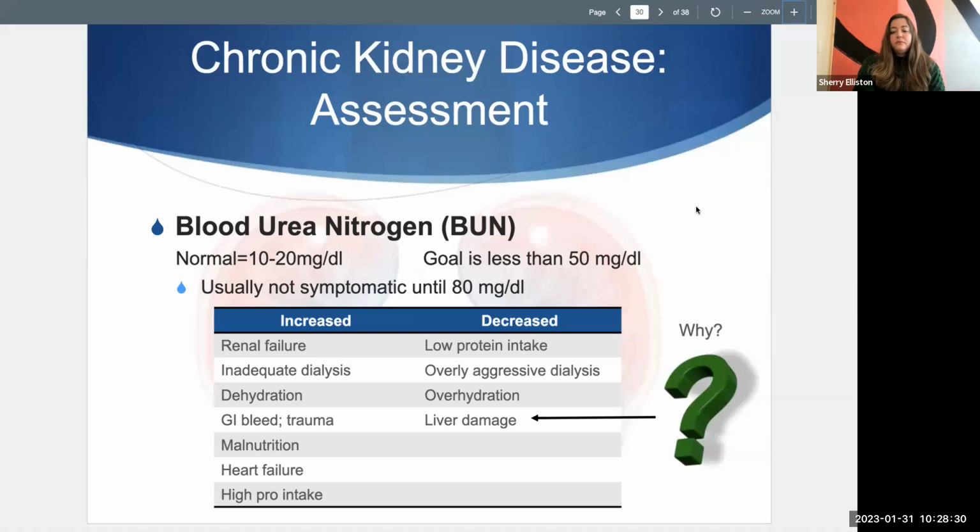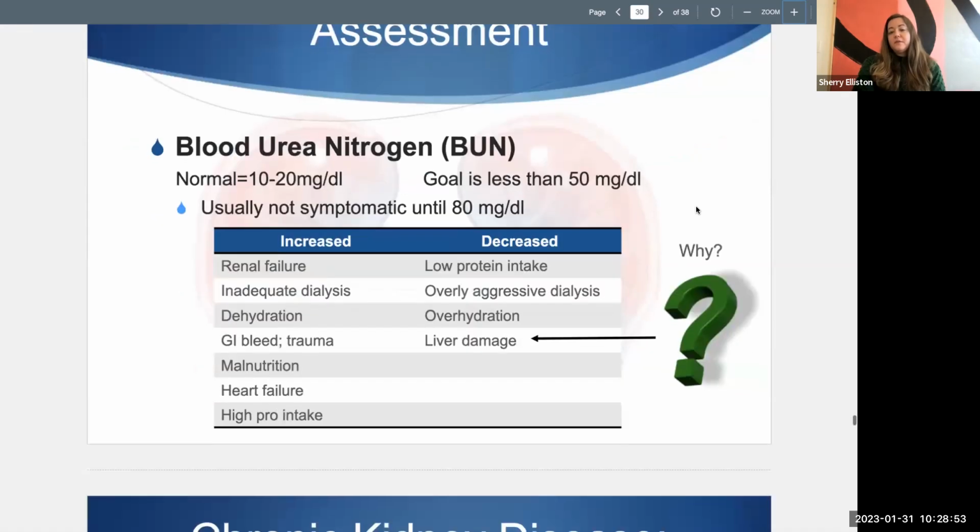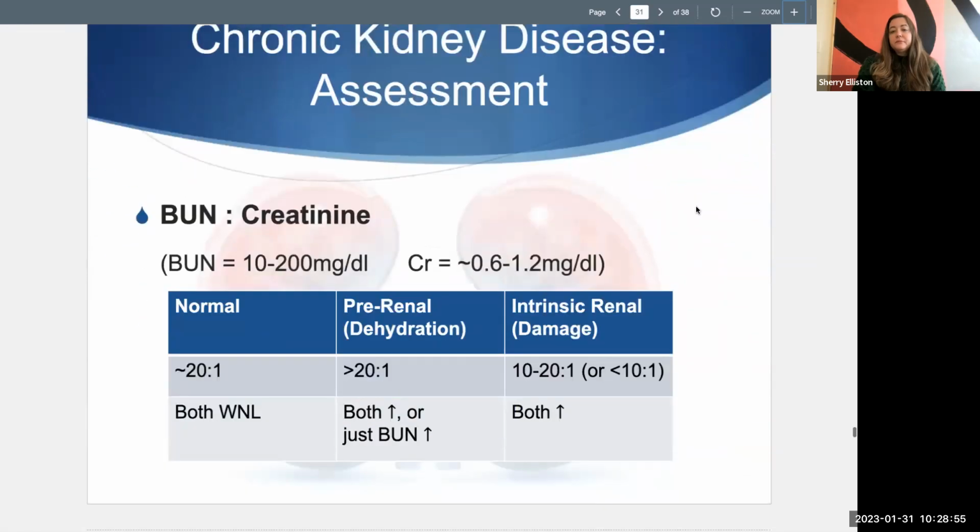So in liver damage, remember when you see the damaged liver, especially if it's becoming scarred and cirrhotic, that's cirrhosis, things are not being detoxified and moved through. It's just not functioning, so it basically stops the output.